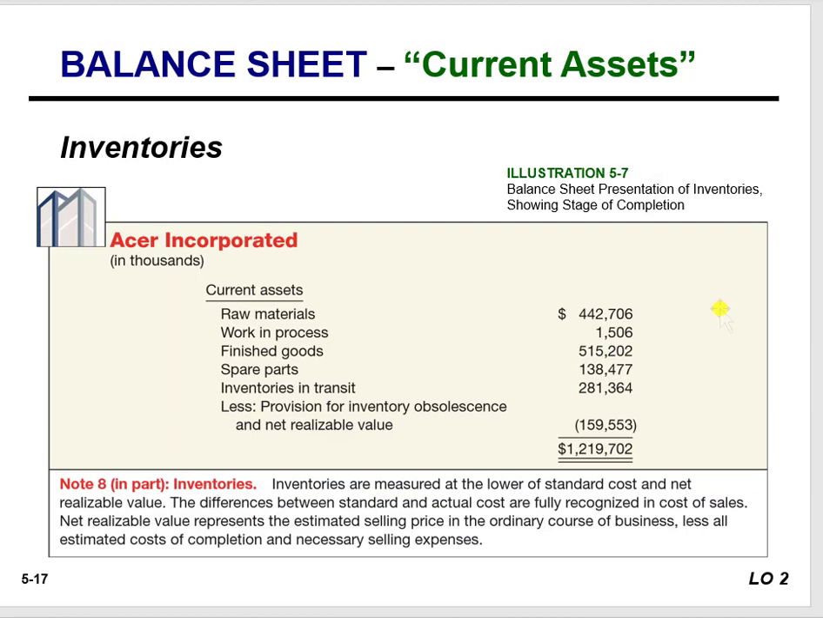In this example, you have the balance sheet presentation of inventory showing the stage of completion. This is dealing with producing a product. You have raw materials, work in process, finished goods, spare parts, inventories in transit, less provisions for inventory obsolescence, and net realizable value. The note that accompanies this says inventories are measured at the lower of standard cost and net realizable value.